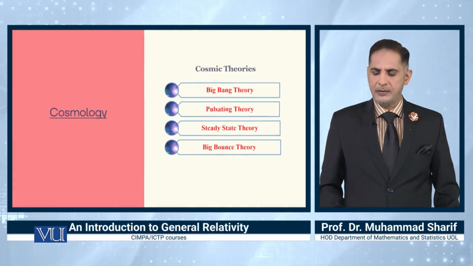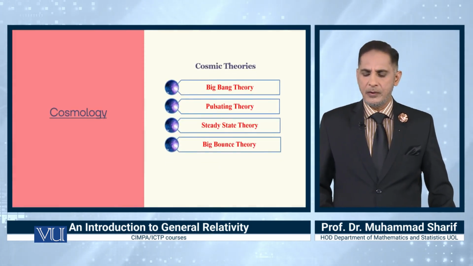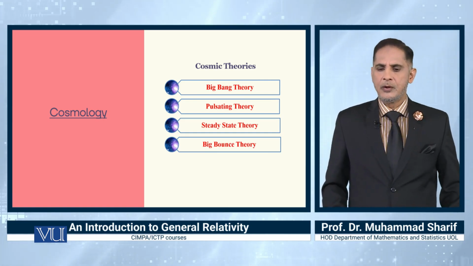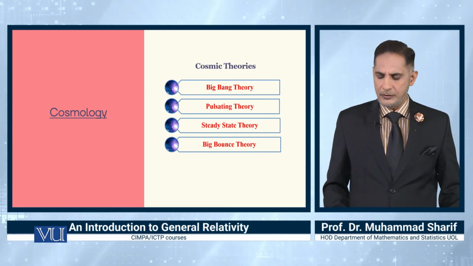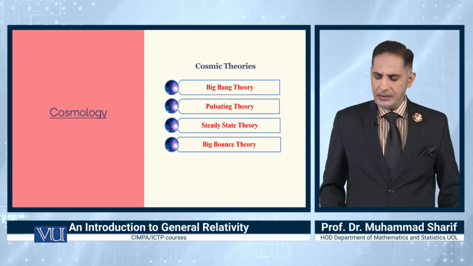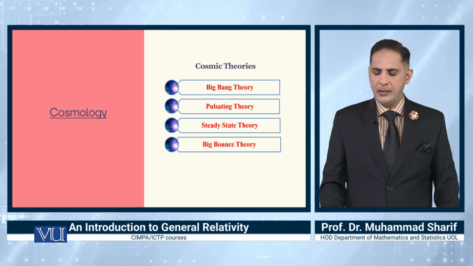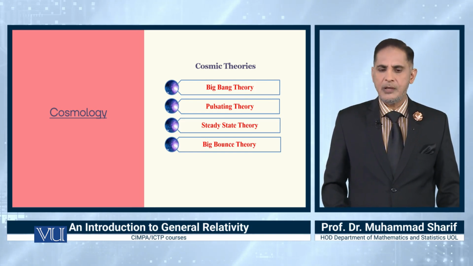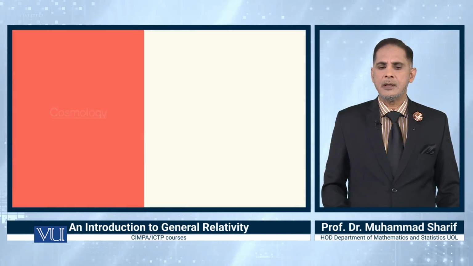Now we discuss some cosmic theories. There are different theories that have been used to resolve the issues of cosmology. Number 1 is the Big Bang theory, number 2 is the pulsating theory, number 3 is the steady state theory, and number 4 is the big bounce theory. I will very briefly discuss these theories.